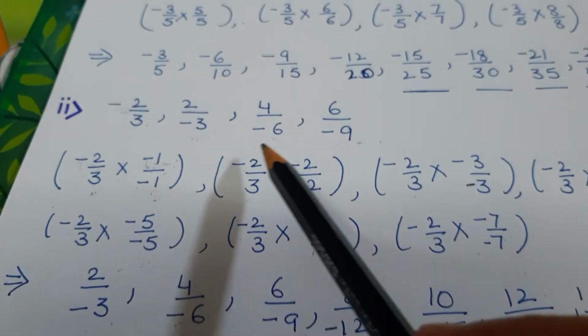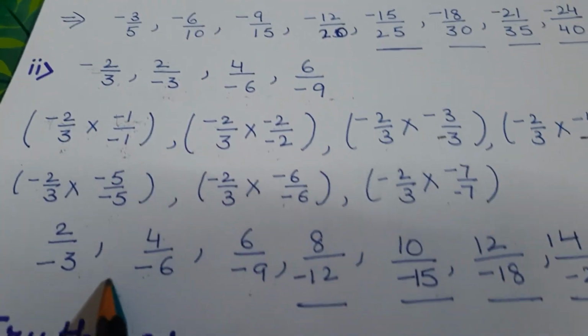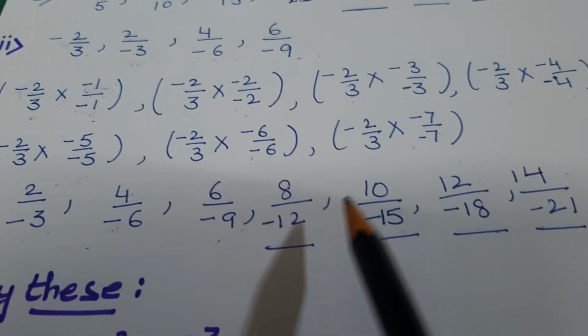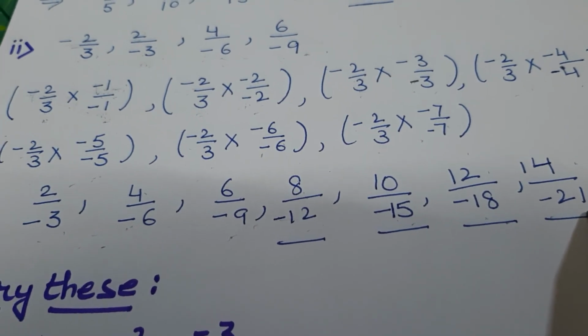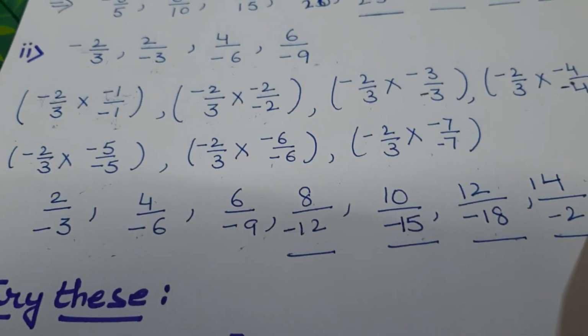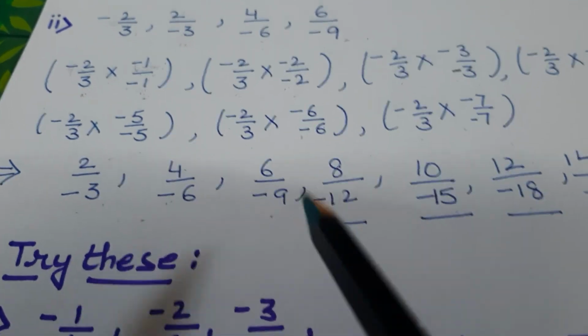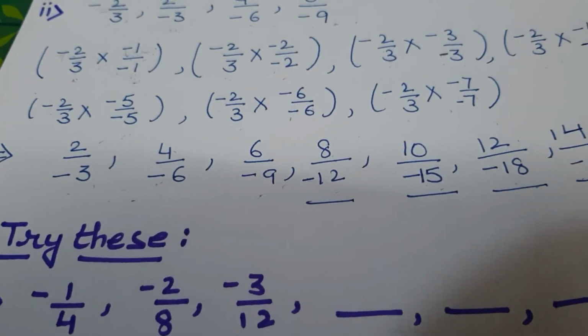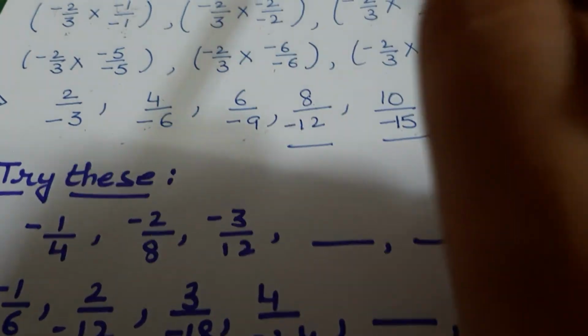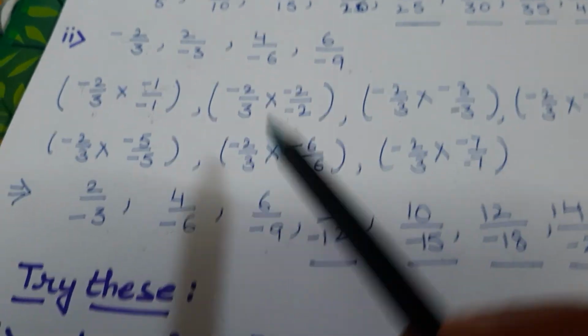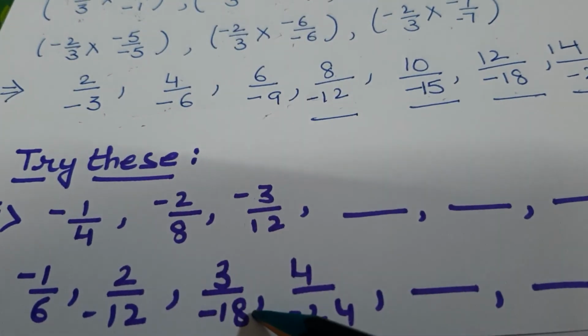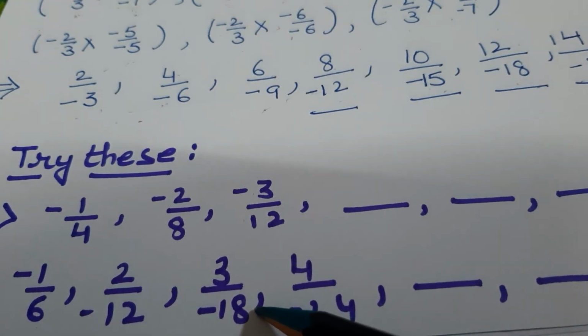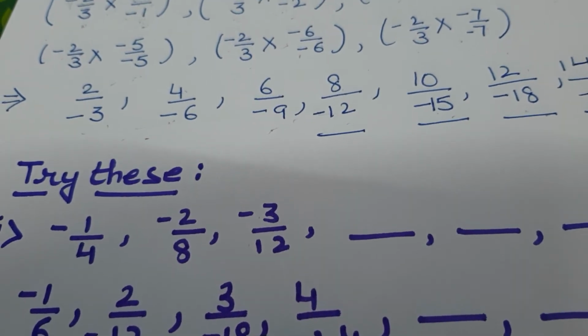So if you see, with this pattern, we are continuing with these rational numbers. Okay, so you have to observe which pattern is there. Now related to these two examples, I am giving you these two for practice. Okay, please try it, do it yourself.